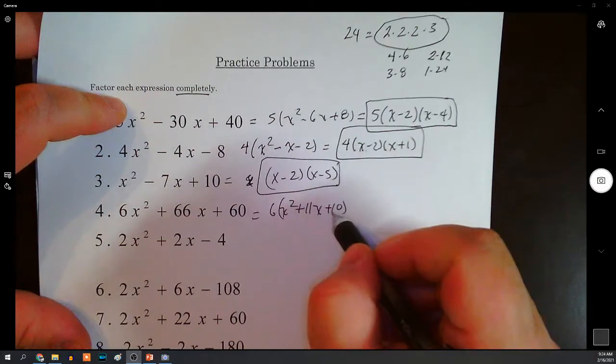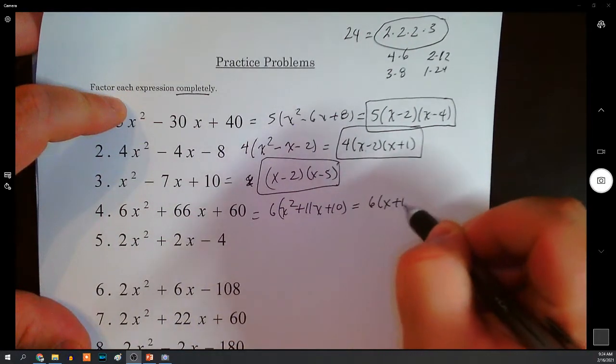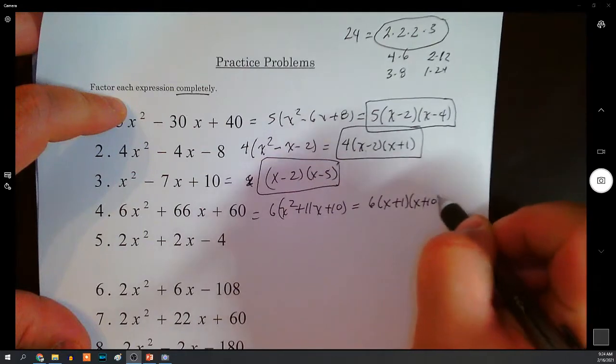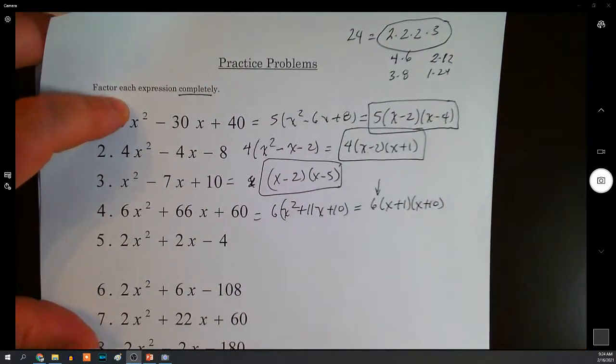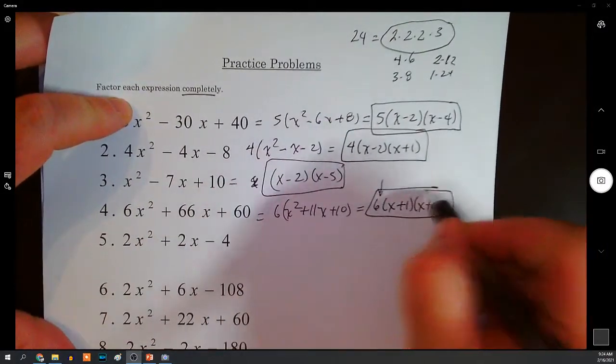X minus 2, x minus 5, right? Okay, next one, we can take out a 6. And then what multiplies to 10 and adds to 11? That's 10 and 1, right? Don't forget this number right here. You factored it out, but it still counts. It still matters. It's still part of the thing, right?